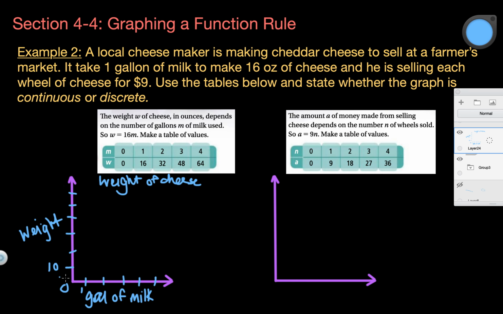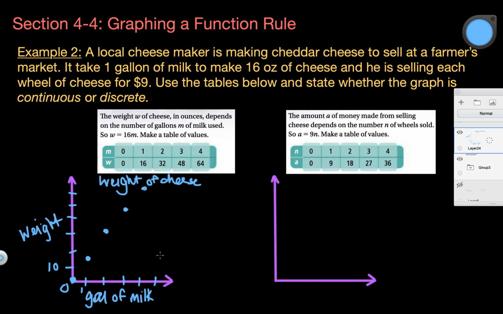So 0, 0, my first point is down here. 0 gallons of milk doesn't weigh anything. 1 gallon of milk weighs 16 ounces. So I did by 10, so I'm somewhere in here. 2 gallons of milk weighs 32 ounces. Right here. 3 gallons of milk weigh 48 ounces. And 4 gallons of milk weighs 64 ounces.